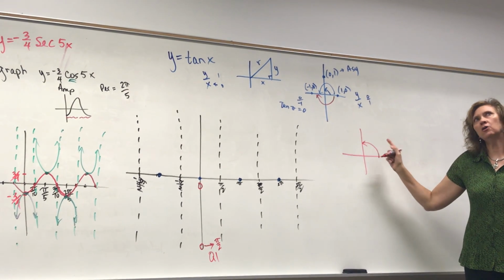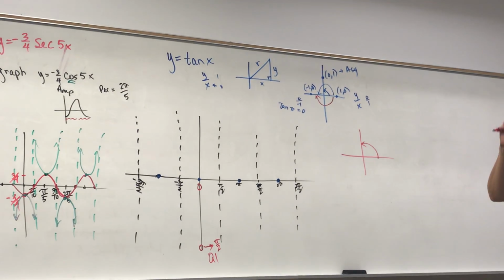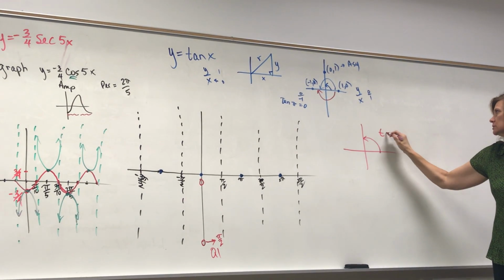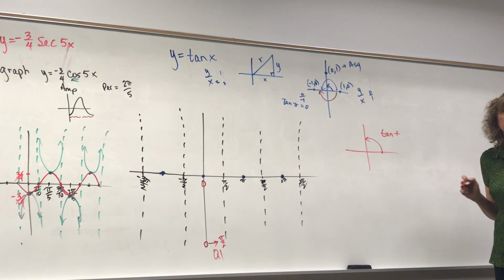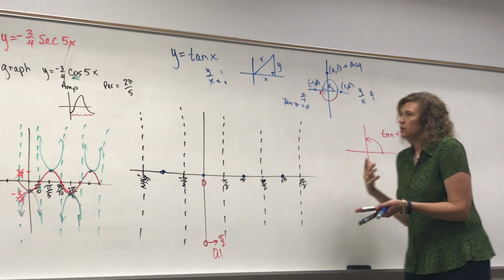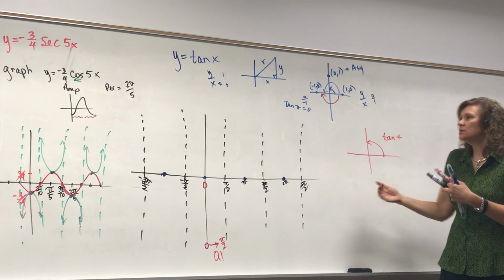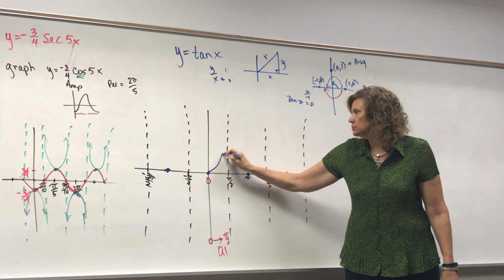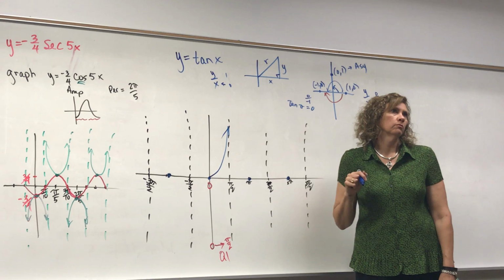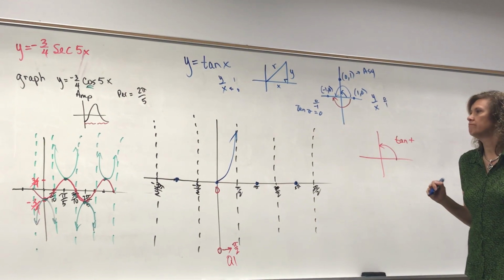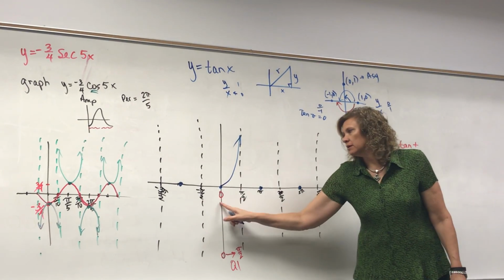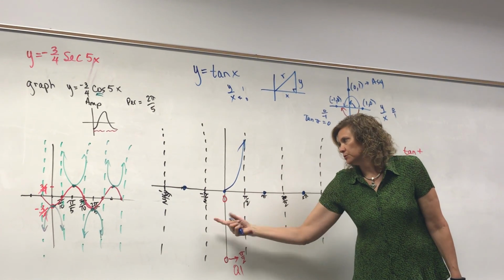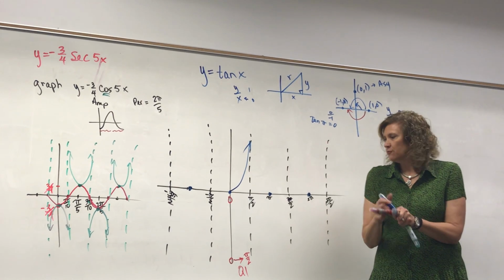What value, positive or negative, is tangent in the first quadrant? Positive. Tangent is positive. So, if the value of tangent is positive, I'm going to be above the x-axis, and the idea is that we're going to approach the asymptote. Okay? Well, let's think the other direction, since I'm confined between these two asymptotes. Now, this is 0 to negative pi over 2.